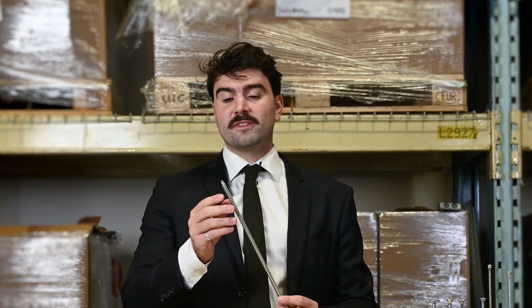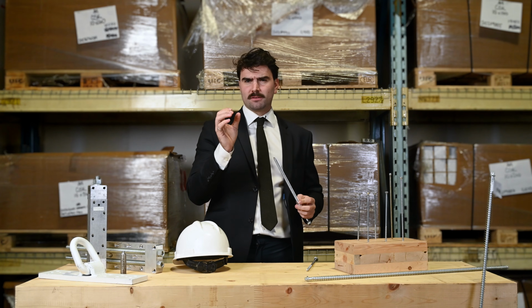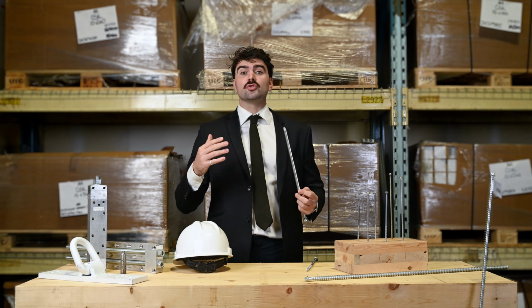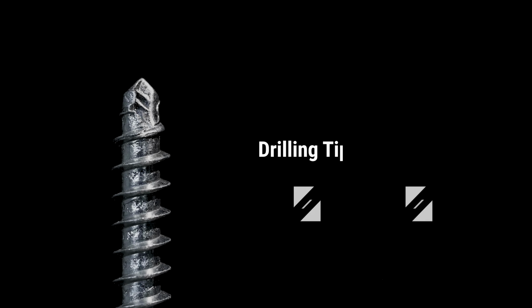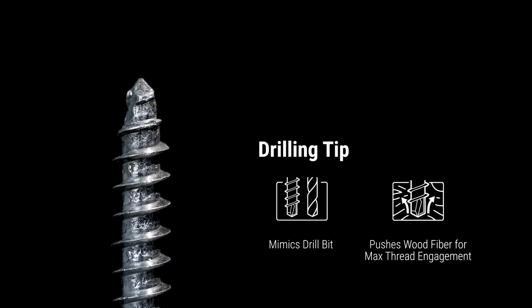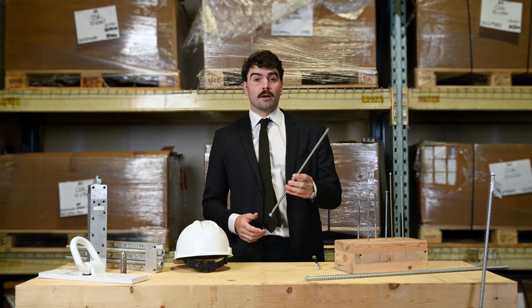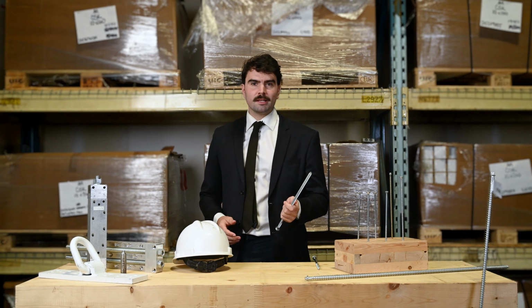Now, in contrast, fully threaded fasteners come with a tip called a drilling tip. It is designed to widen the hole by pushing apart the fiber, mimicking a drilling bit. It does this so that there's maximum thread engagement throughout the entire length of the screw, allowing for a properly torqued installation. If you're looking for more information, click the link in the description.